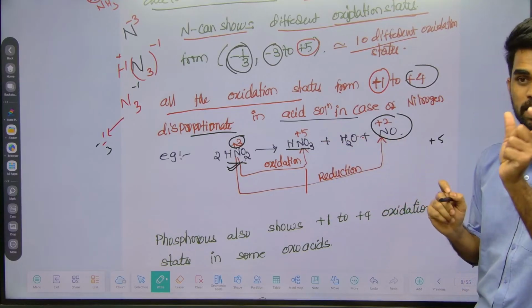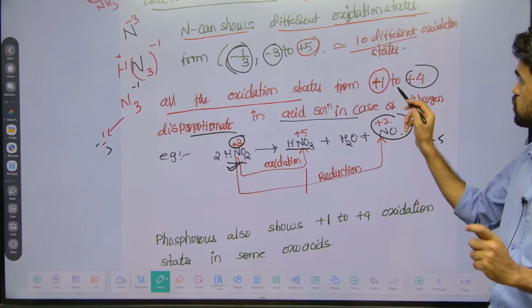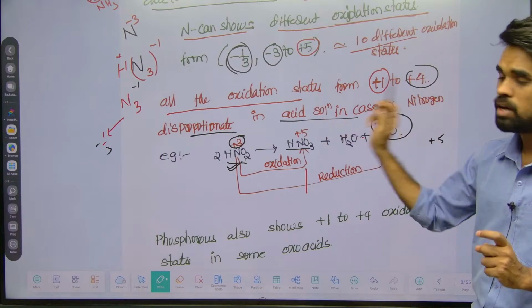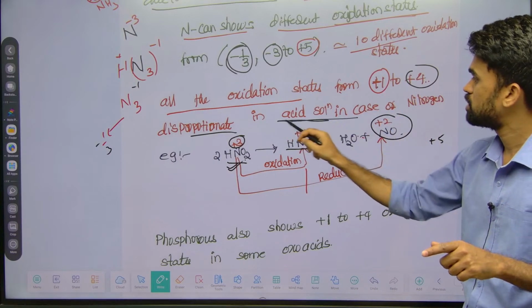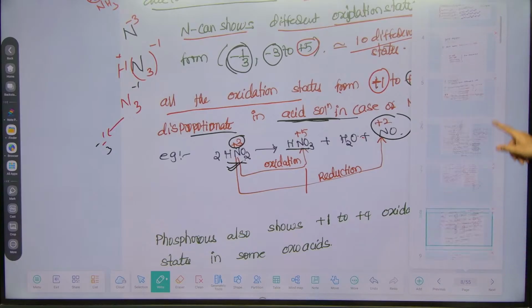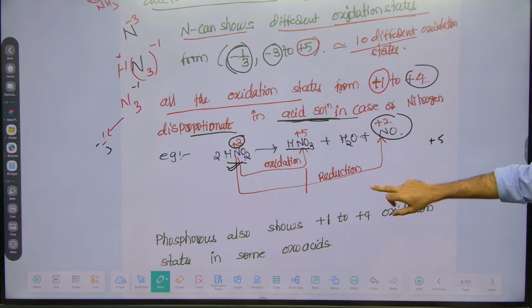Yeah. So what oxidation states of nitrogen can undergo disproportionation? +1 to +4. All these species can undergo disproportionation in which medium? Acidic medium. Okay, next. The next slide is important. We can expect a question from the next slide itself.